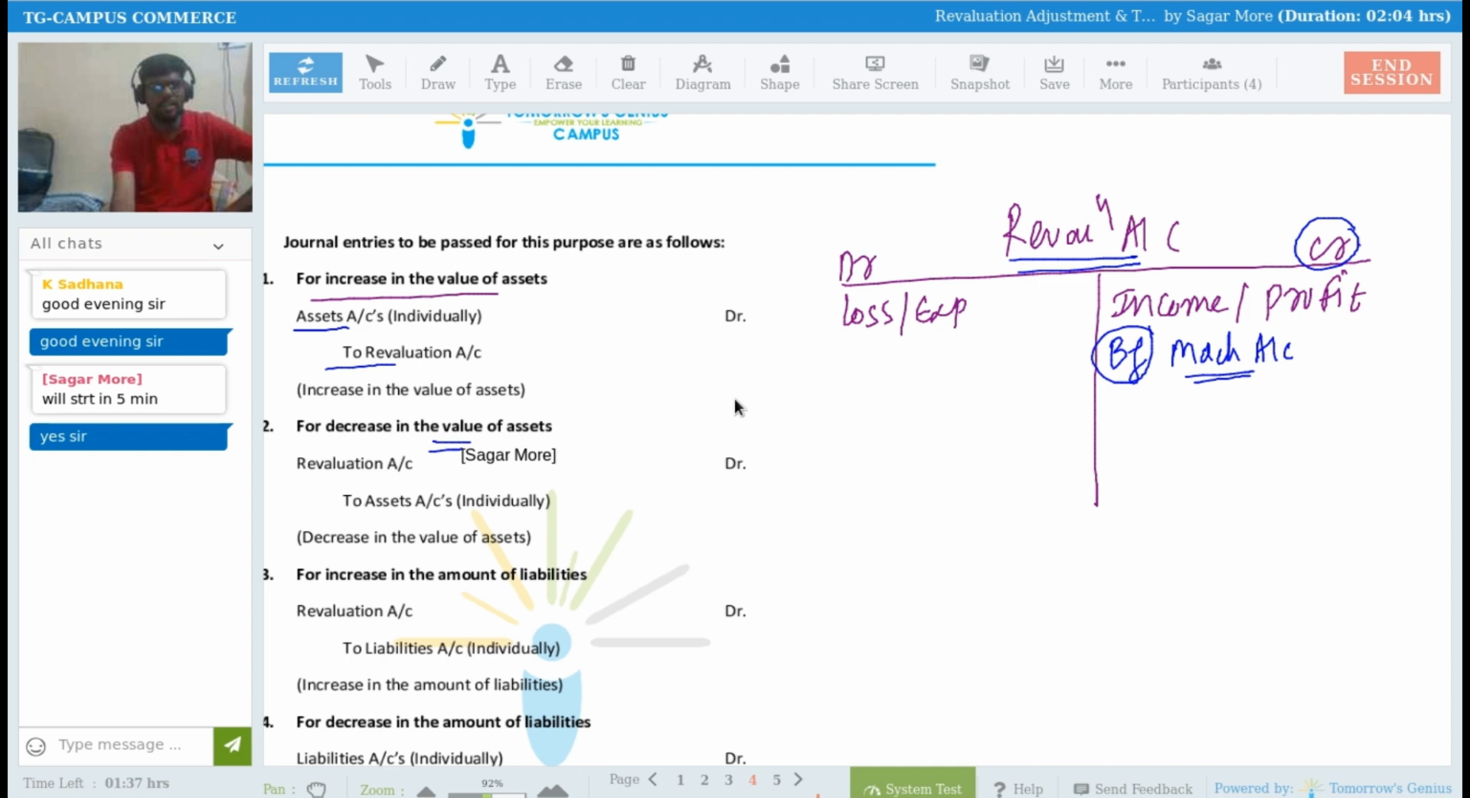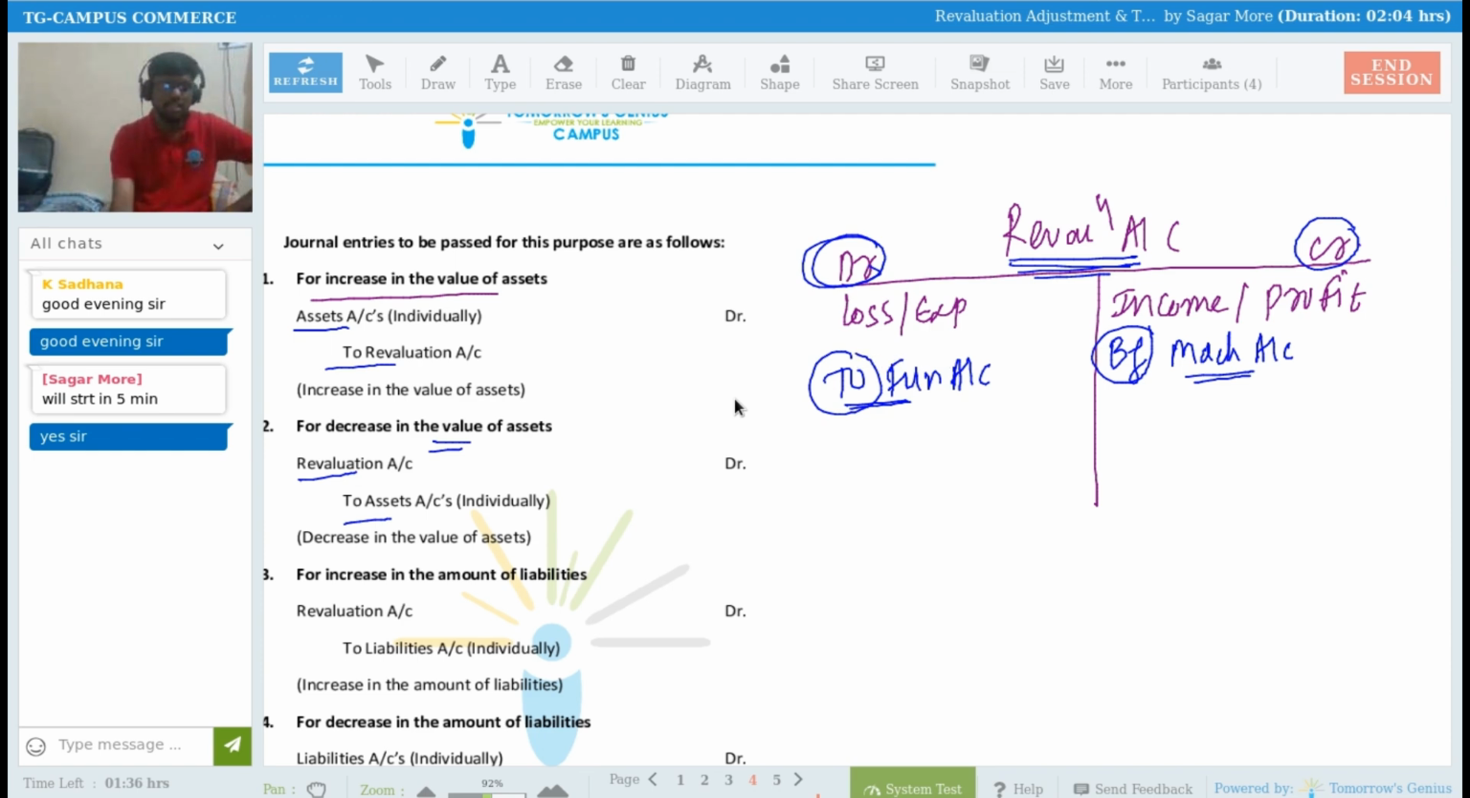Then for decrease in value of asset. Whenever value decreases, where are you going to write it down? You will write it down on the debit side. For example, furniture account. You will be writing here furniture account. Right? So here, if you see, you have debited the revaluation account. Yes or no? You have recorded on the debit side of the revaluation account. So what will be the entry? The entry will be revaluation account debit to that asset account. If the asset name is furniture, I will be crediting furniture account. So this 'To' is nothing but credit.